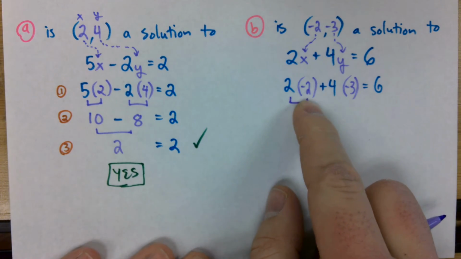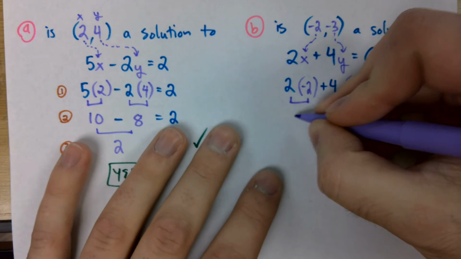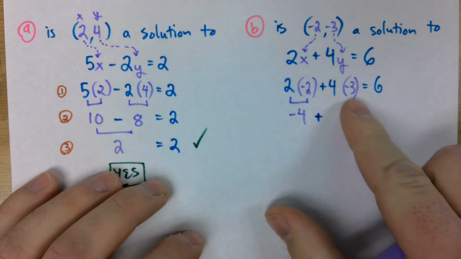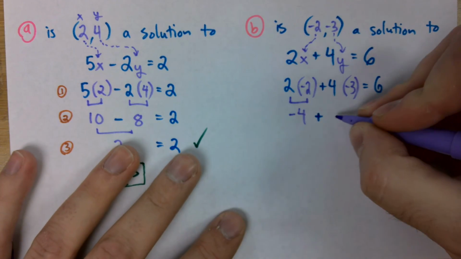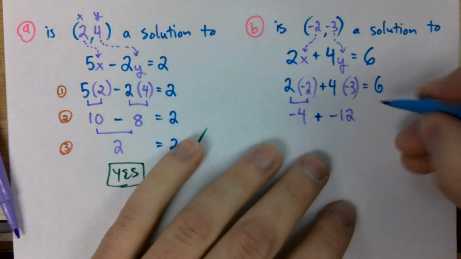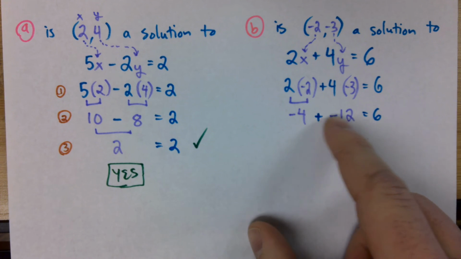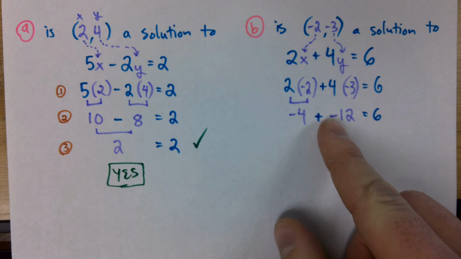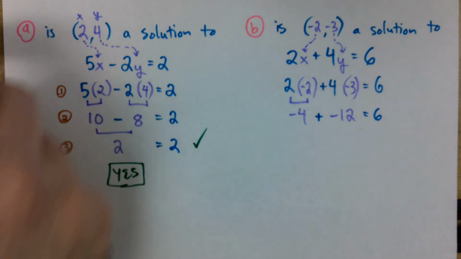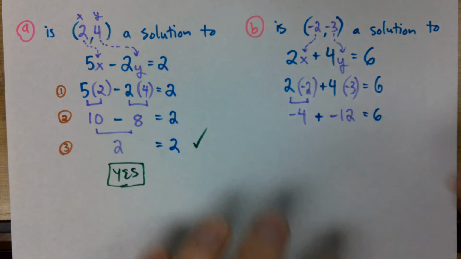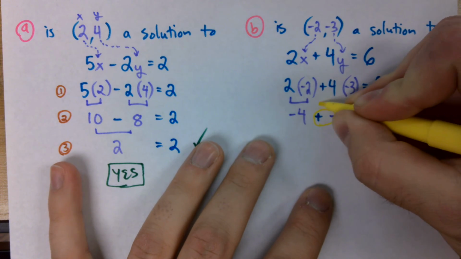What's 2 times -2 going to give me, Azalea? -4. Plus, what's 4 times -3 going to give me? Azalea, go for it. -12, perfect, equals 6. We kept that plus sign in the middle, but now we see that we're adding a negative number. So what do those two signs come together and form? Ruwana? A negative sign, right?